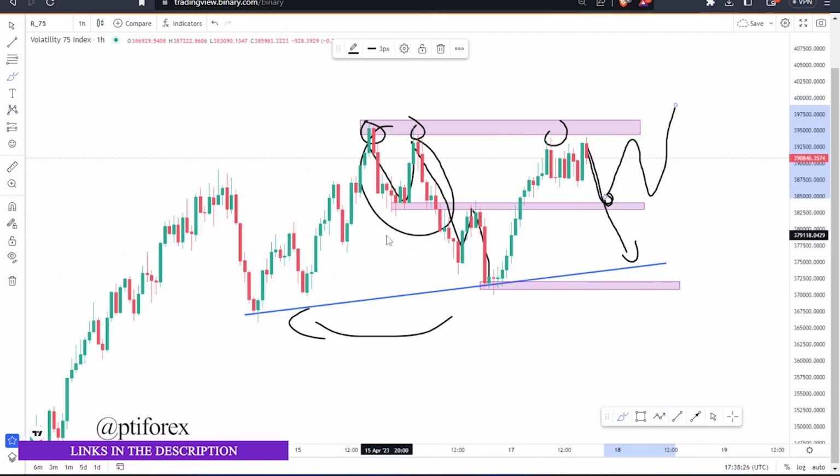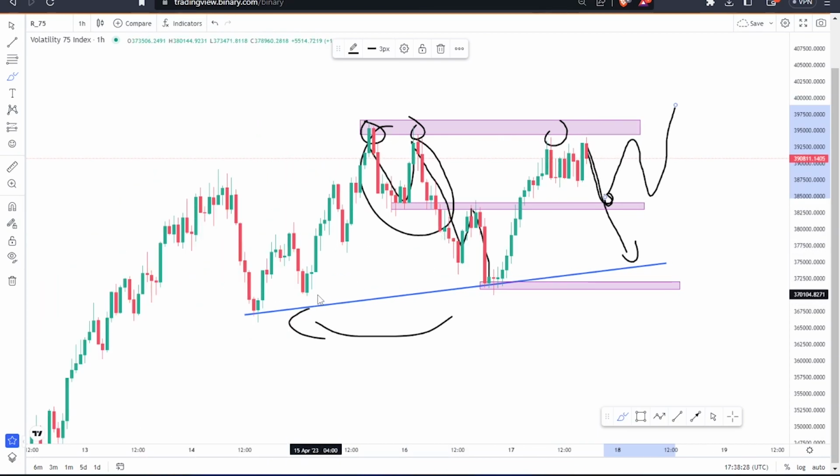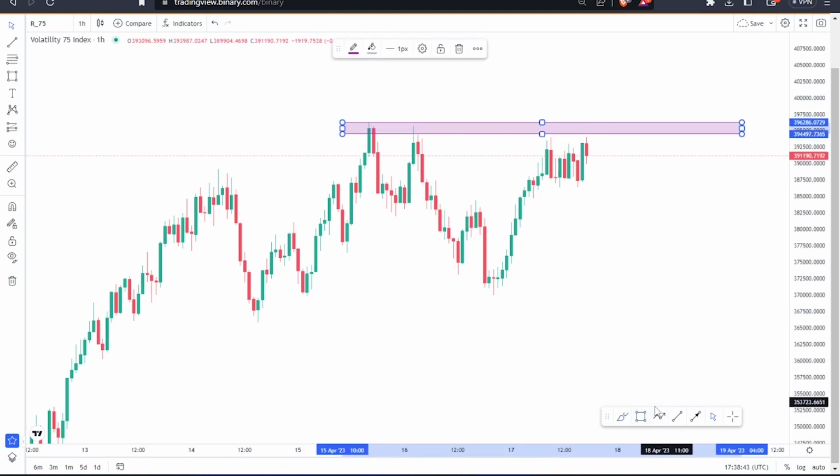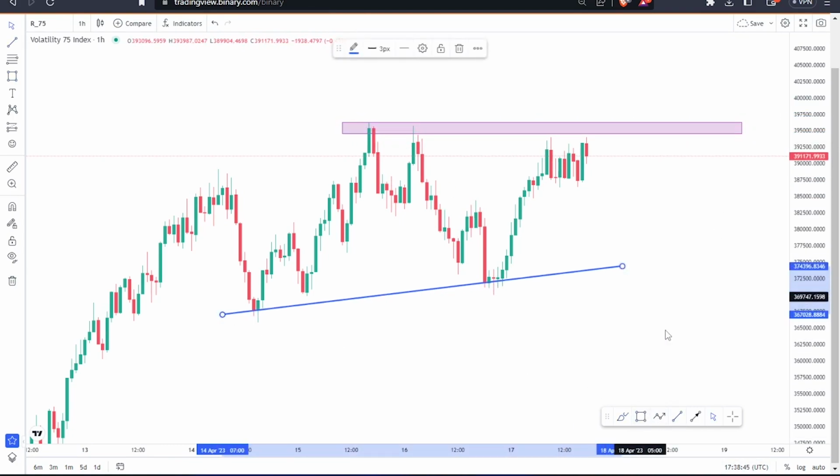In this scenario, we don't know whether the sellers are strong or the buyers are strong, because the buyers were stronger before, but now it seems like they're struggling because they are failing to give us the strength that they showed before. Let me just erase and show you something with that one there. Let me put it back, and then this one there.